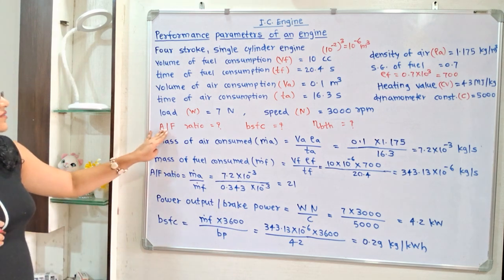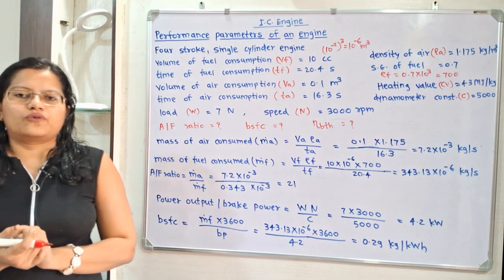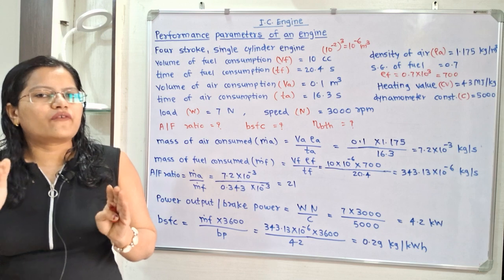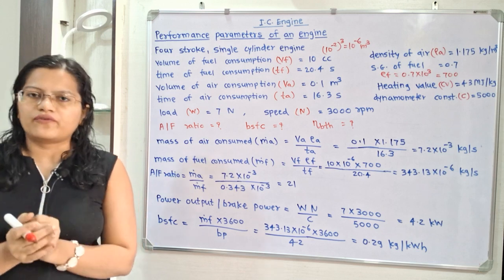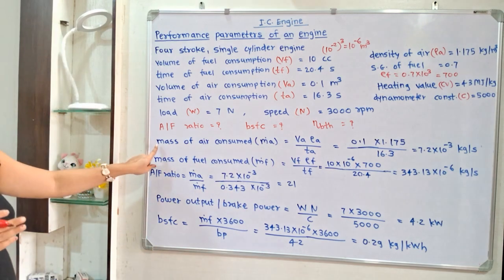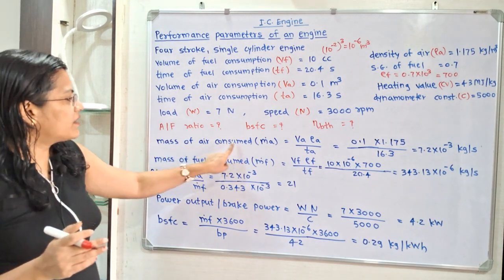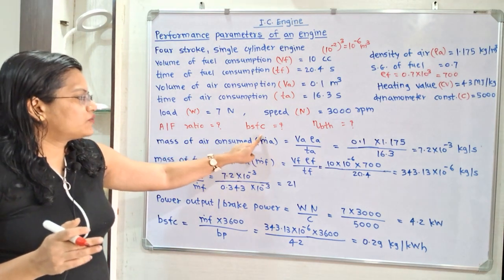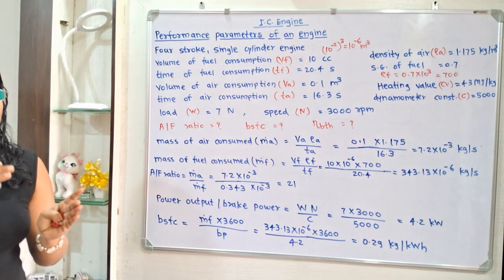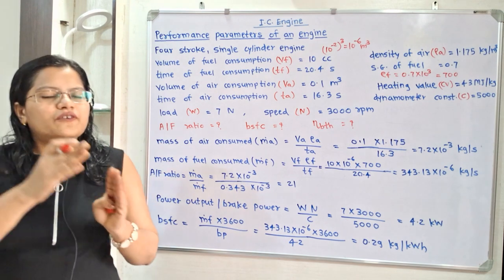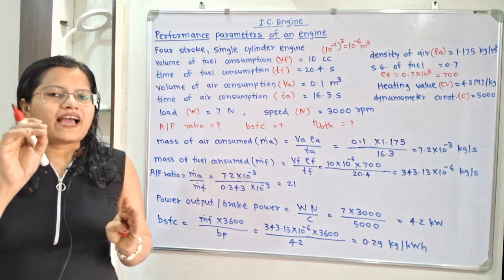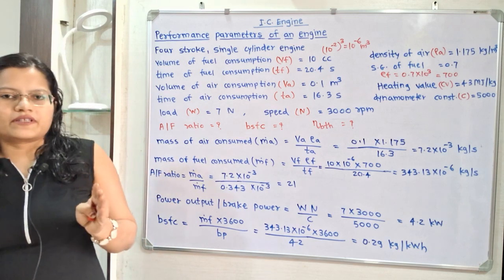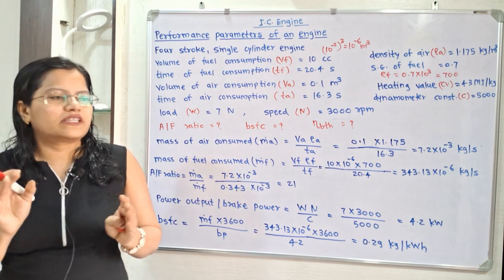Now we will first find out air fuel ratio. For that we will first find out the mass flow rate of air and mass flow rate of fuel. So the mass of air consumed, m dot a. Why dot? Because it is the flow rate. Whenever there is flow rate, we have to define this in terms of kilogram per second, that is, we should mention the time.